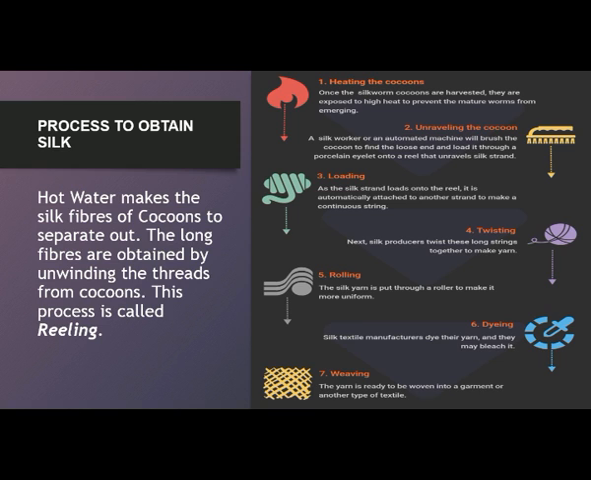Then twisting of the yarn. Silk producers twist these long strings together to make the yarn. Then rolling, the silk yarn is put through a roller to make it uniform. Then comes dyeing. Silk textile manufacturers dye their yarn in different colors and then bleach them so that the color shine comes out. Then after the yarn is formed, the weaving is done in order to make garments or another type of textile. So this hot water makes the silk of the cocoon separate out. The long fibers are obtained by unwinding the threads from the cocoon. This process is called reeling.